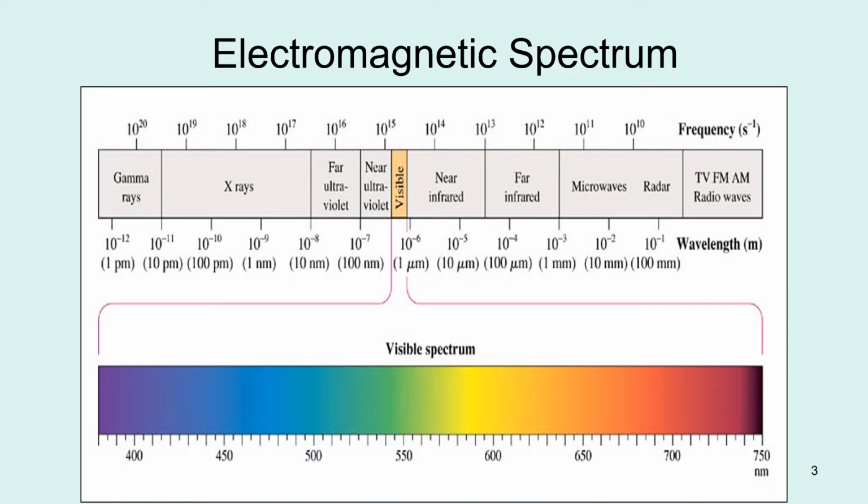And then we know visible is a very small part of the spectrum, but if we spread it out, we can see that the highest energy visible light is at the edge of ultraviolet, so very violet. And then our lowest energy or longest wavelength is the red, so almost getting into infrared. So, and then there's our spectrum.